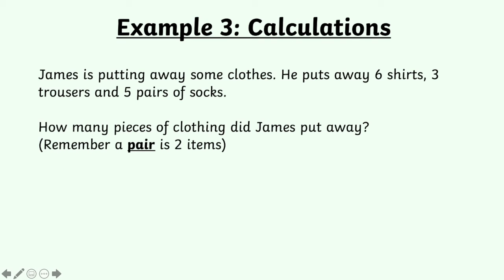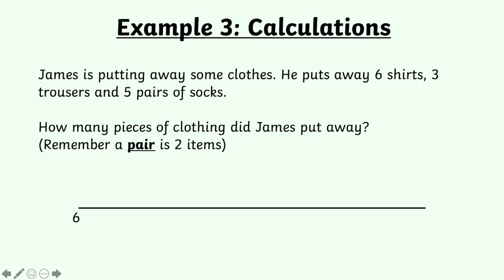Okay, so James is putting away some clothes. He puts away 6 shirts, 3 trousers and 5 pairs of socks. How many pieces of clothing did James put away? And remember that a pair is 2 items. Okay, let's draw a number line. This is actually quite a straightforward calculation, but by doing it step by step on a number line, again, we don't lose track of where we are and we can work through this problem step at a time.